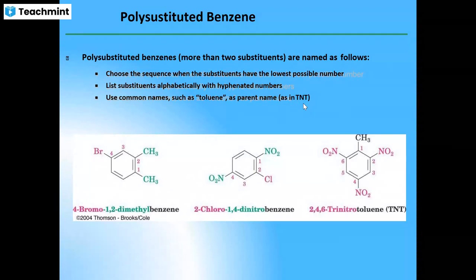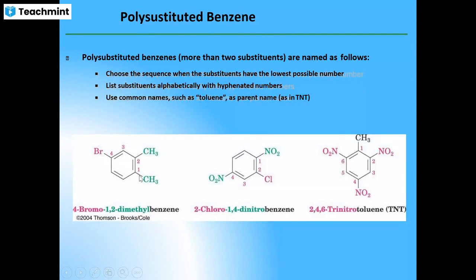TNT means trinitrotoluene. In the first compound here, two CH3 groups and one bromine are bonded with benzene. In this case, we have to give the least numbers to the substituents. If you give numbers to the CH3 groups, first CH3, second CH3, the third position is empty, meaning no substituent is present, and at the fourth position bromine is present as a substituent.